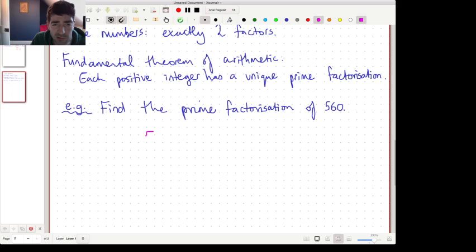So the way to do this, you might do it with a factor tree, but I'm going to do it just going across the page instead. We're just going to consider factors of 560. So we might start with 56 times 10, and then you might split them from there. So 56 is 7 times 8, and 10 is 2 times 5. And the idea is to just keep going until you get prime numbers. So 7, 2 and 5 are prime, 8 is 2 cubed.